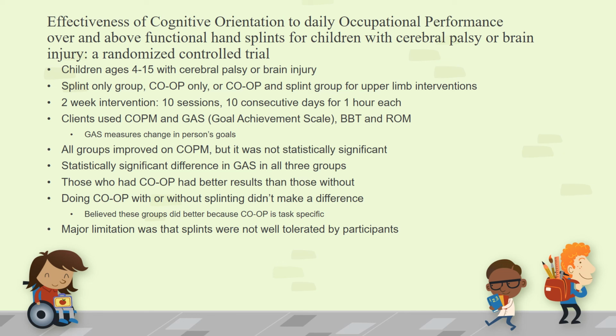However, doing CO-OP with or without splinting really didn't make a difference overall, and it was because the researchers believed that the groups did better with CO-OP because it is so task specific and goal oriented, and the clients were able to work more with the therapists to reach the goals that they set. There was one major limitation to the study, and it was that splints were not well tolerated by the participants. They were asked at the end of the study if they would wear splints again, and the majority of them said they did not like wearing the splints and they would not want to wear them again.